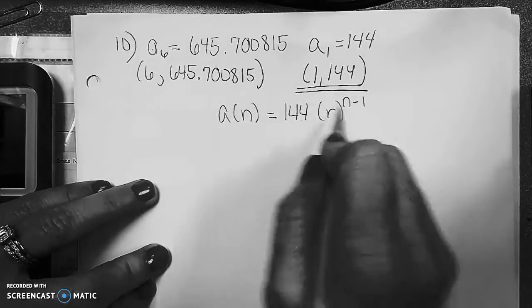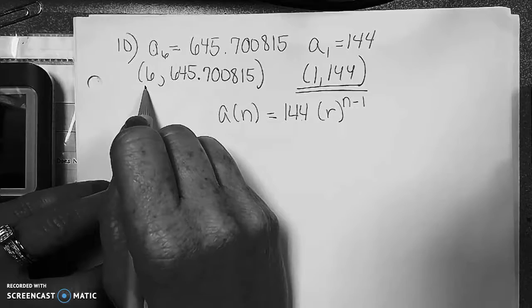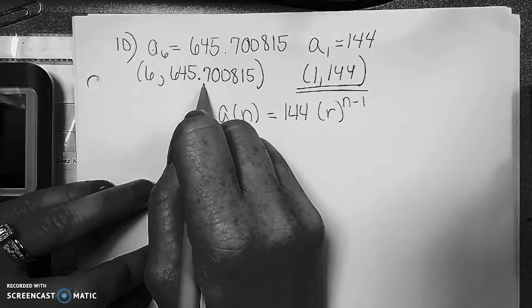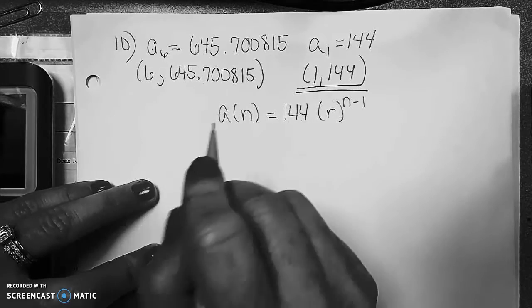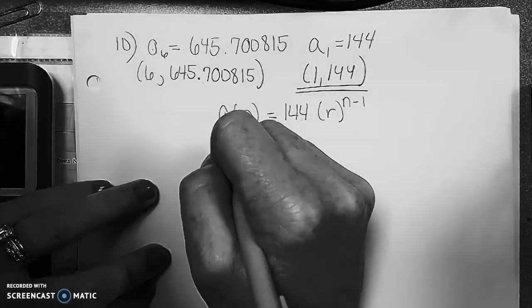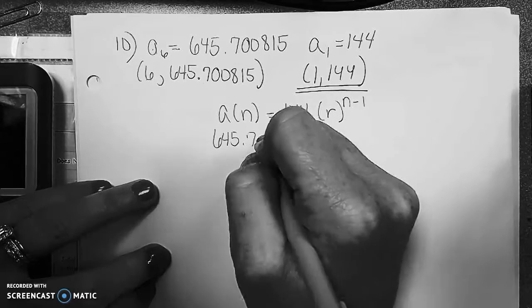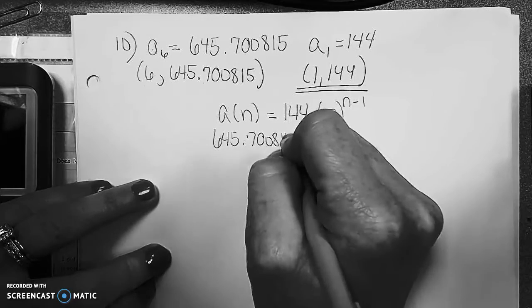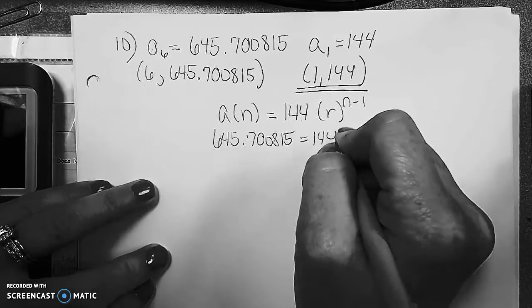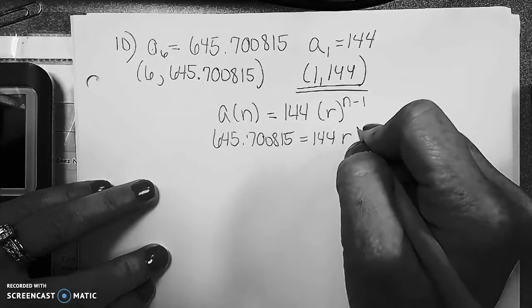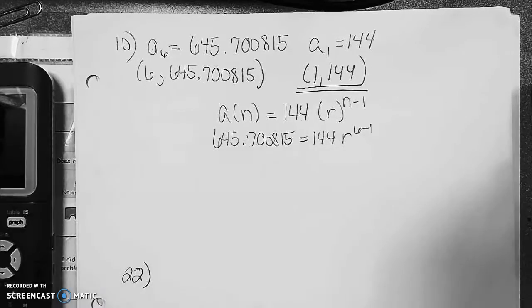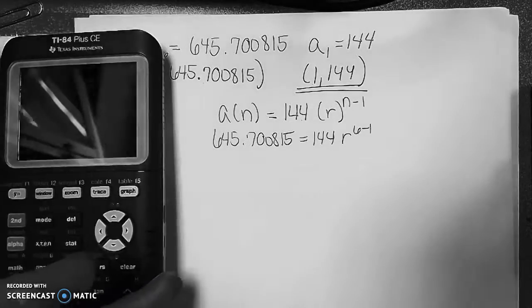So I know another value for n. I can use 6, and I can use 645.700815. And so that'll now be to the 6 minus 1. Again, I'm trying to get r by itself.